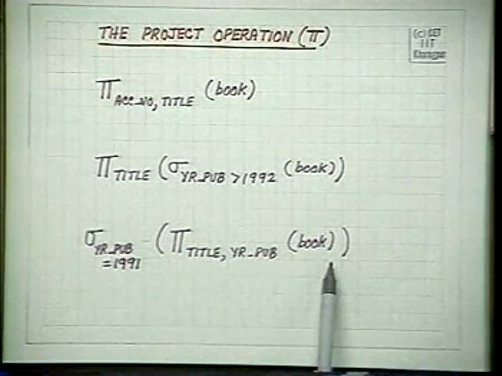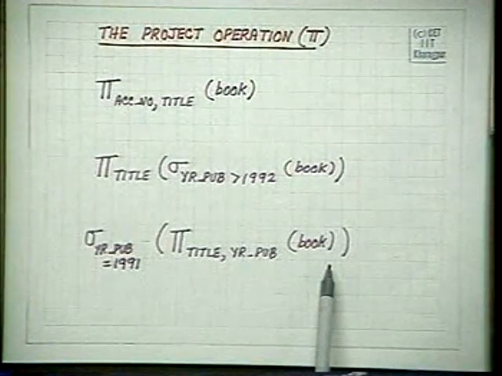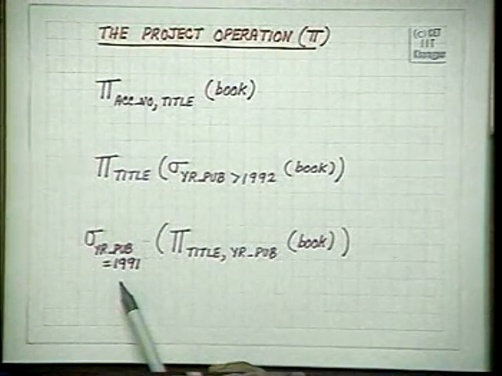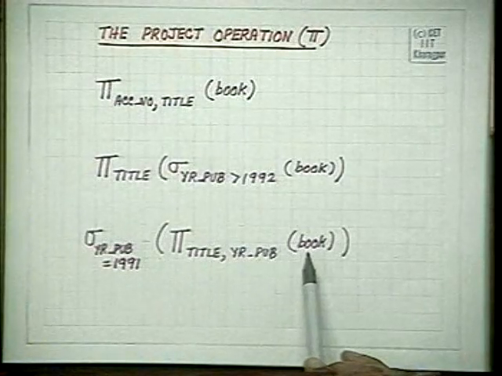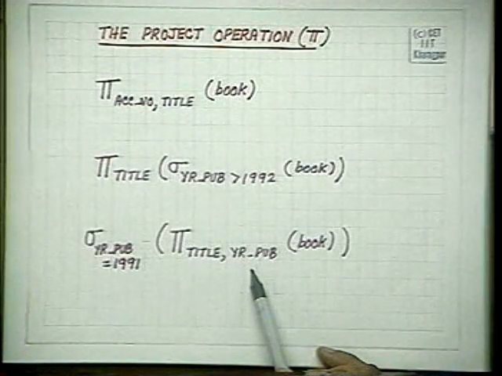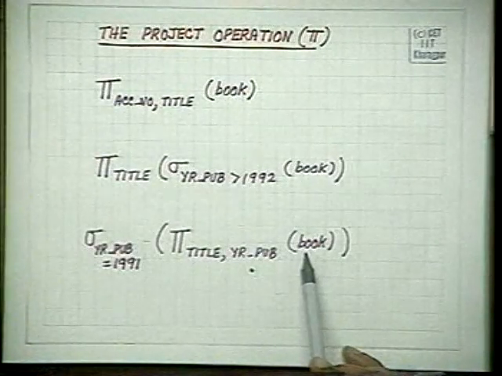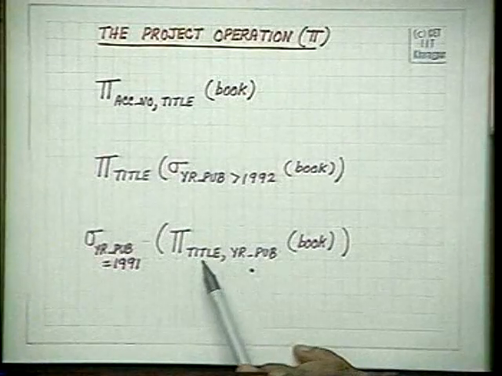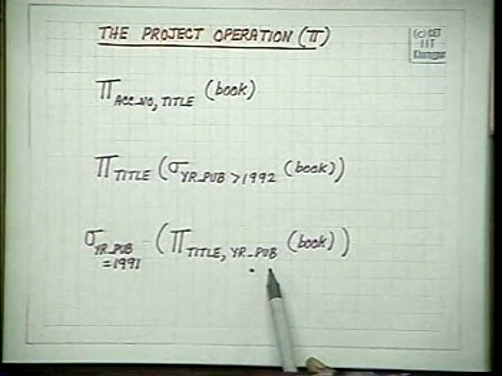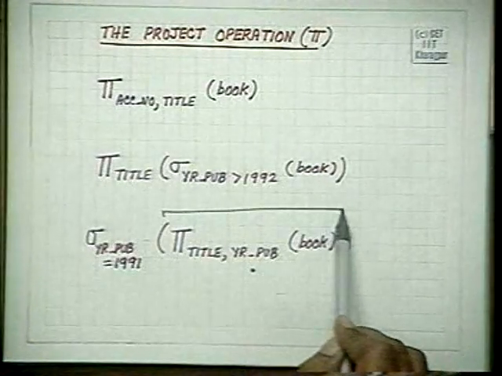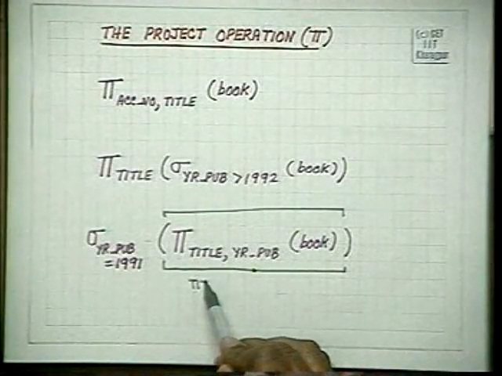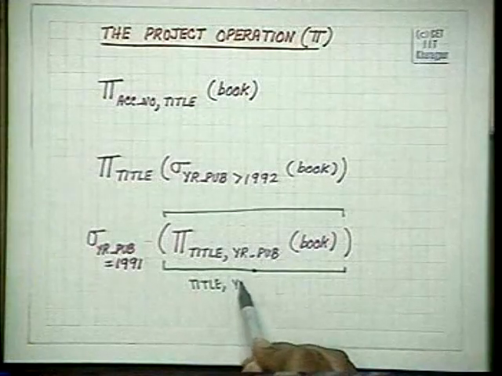In this one, on the other hand, it does a project first and a select later on. So it projects out only the title and the year of publication attributes of a particular book. So it will list out the title and year of publication of all books in this part of the query. And this relation which is returned will have only two attributes, title and year of publication.